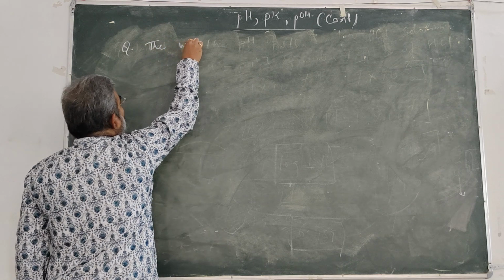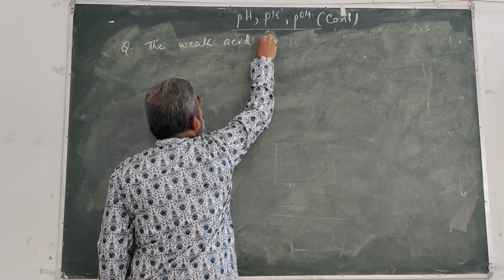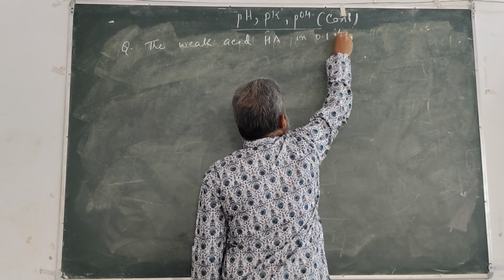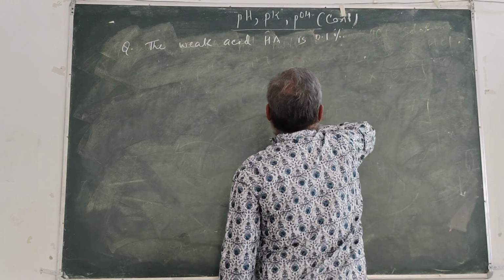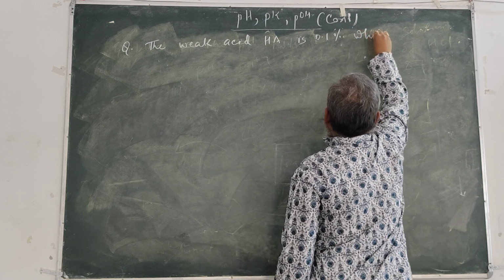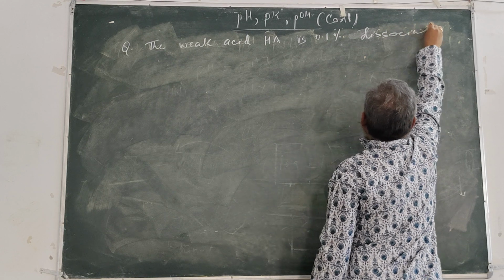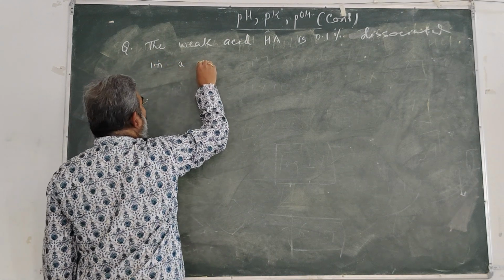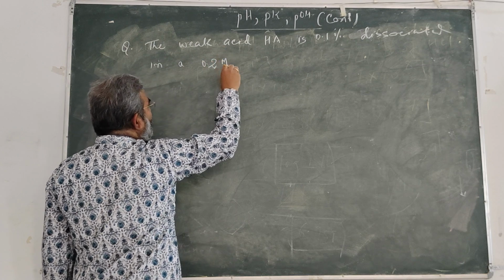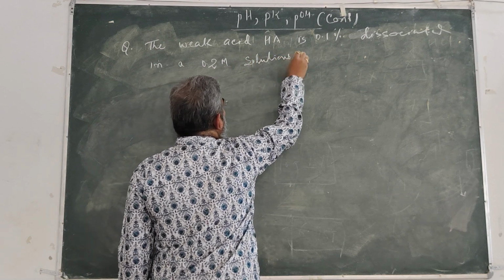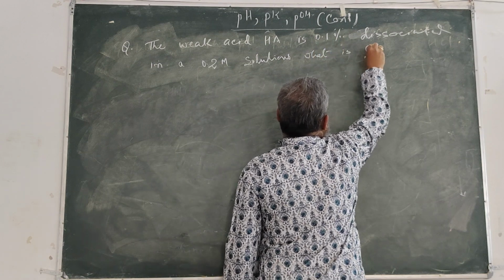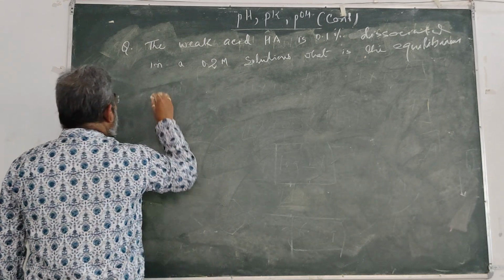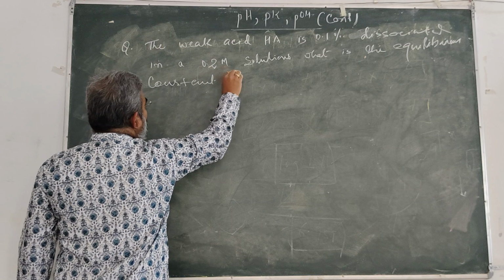The weak acid HA in 0.1% is dissociated in a 0.2 molar solution. What is the equilibrium constant Ka?